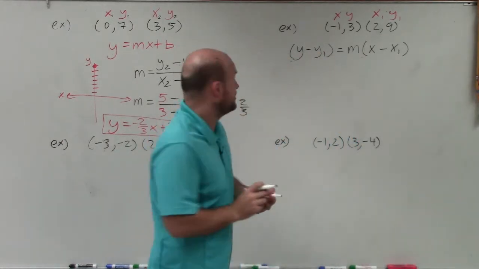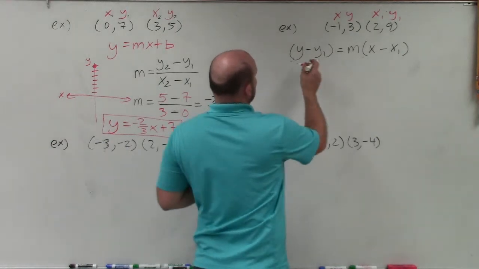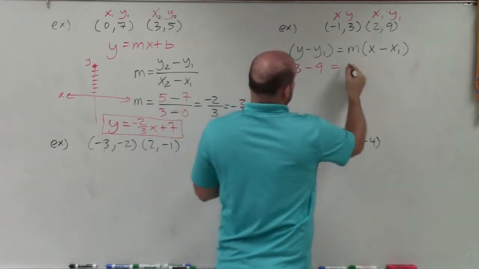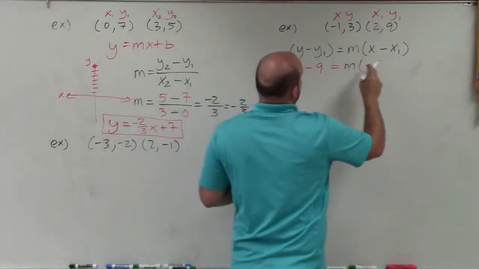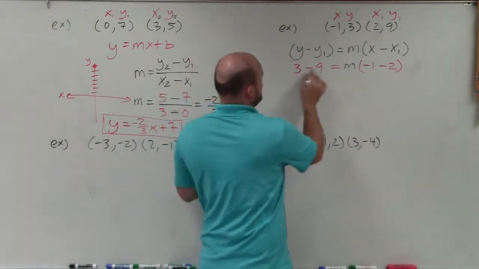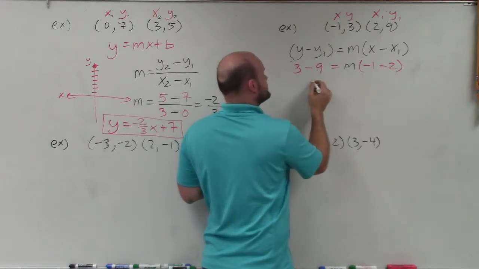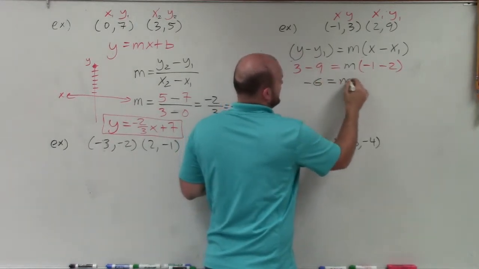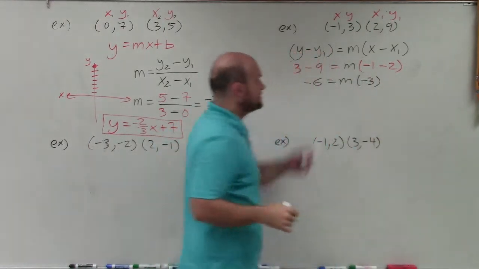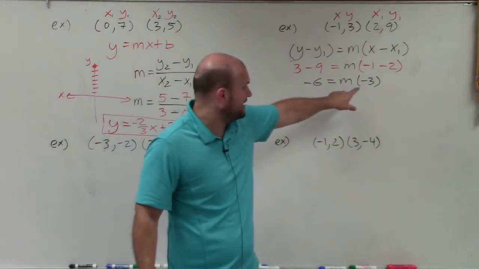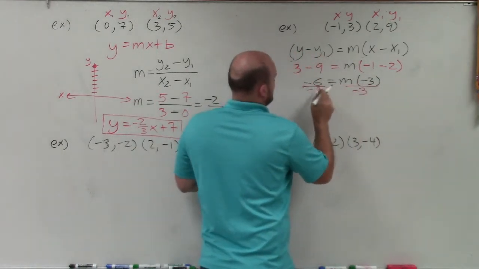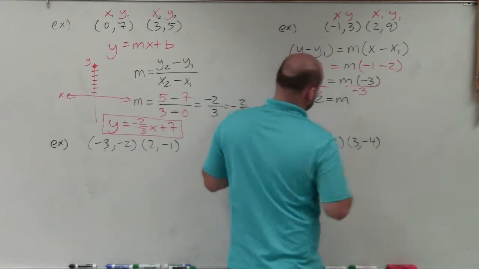So let's go ahead and plug in our information. For y, I have 3 minus y1, which is 9, is equal to, I don't know what m is yet, times negative 1 minus 2. Okay, so now we just go ahead and simplify. So 3 minus 9 is going to be negative 6 equals m times negative 1 minus 2, which is negative 3. Now to solve for m, I see that m is being multiplied by negative 3, so I can divide by negative 3 on both sides, and I get positive 2 equals m.